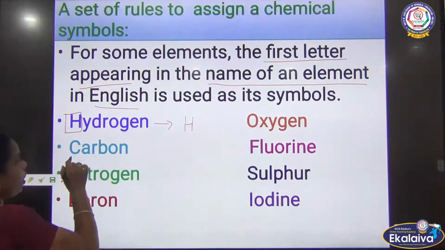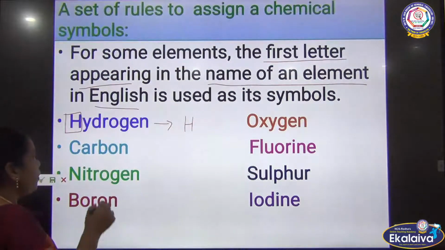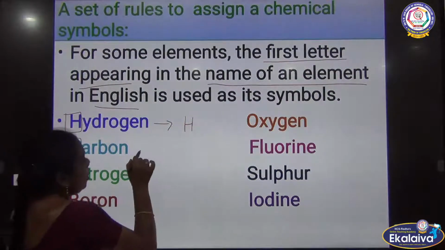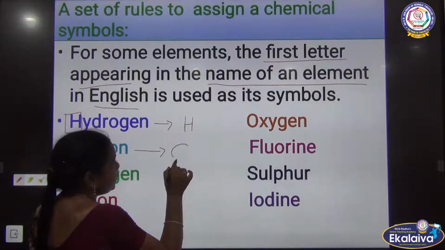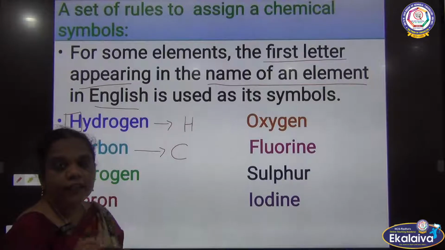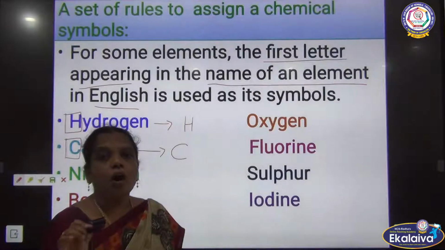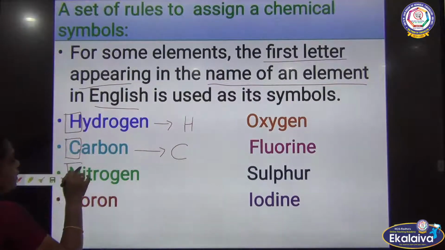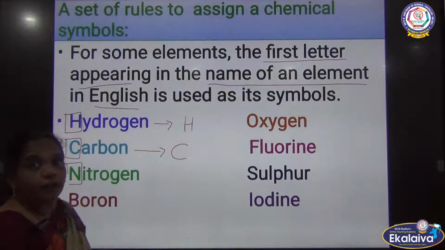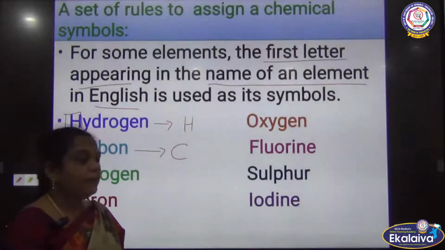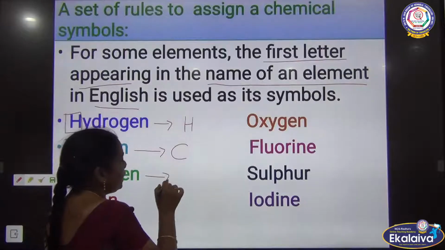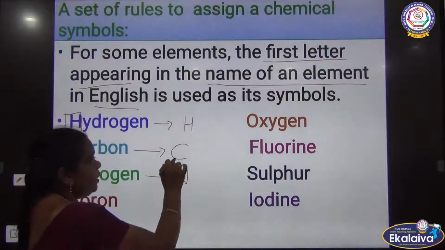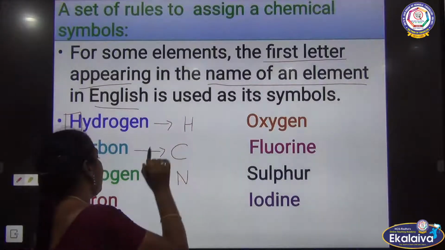The next element is carbon. What is the first letter of carbon? It is C. So carbon can be represented as C. If you find C, it is named carbon. The next one is nitrogen. The first letter of nitrogen is N, so N means nitrogen. C means carbon. H means hydrogen.